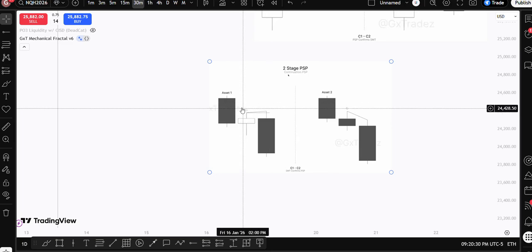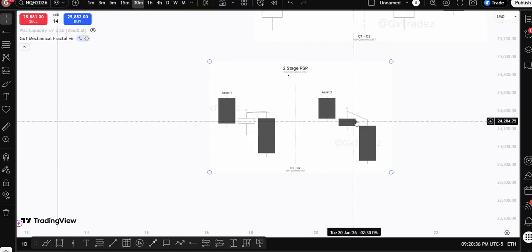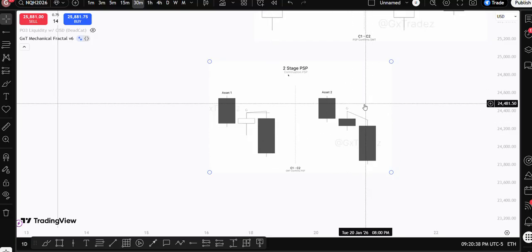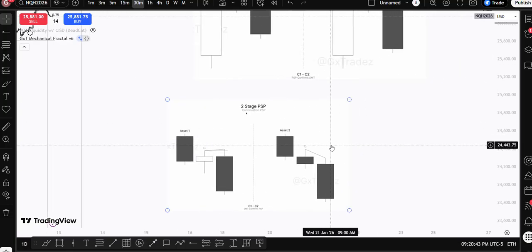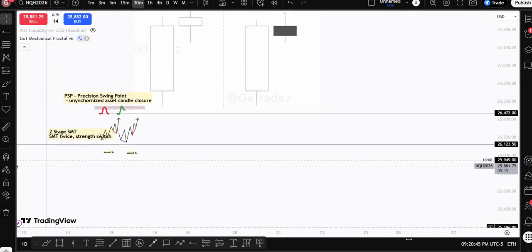SMT fill is when you get a fair value gap. So imagine there's a fair value gap right here. It's simply this asset trades into the fair value gap, displaces lower. This asset doesn't trade into the fair value gap and displaces lower. So that's your SMT pretty much. Now let me go show you what it looked like on the chart today.